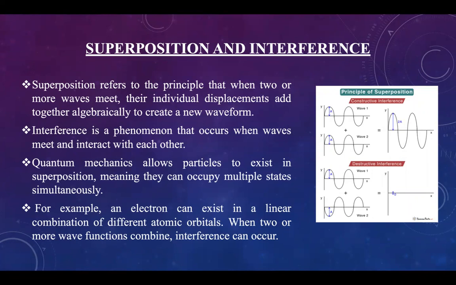When two or more wave functions combine, interference can occur. Here we can see constructive interference and destructive interference. Constructive interference means that when there are two waves and they are the same, and when they are added together, they make a larger wave, and their sum is double. In destructive interference, the two waves are totally opposite, and their sum is zero, a single line.